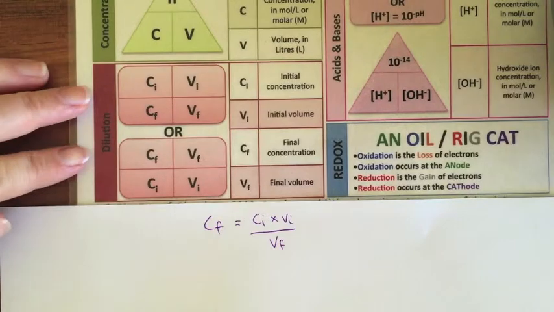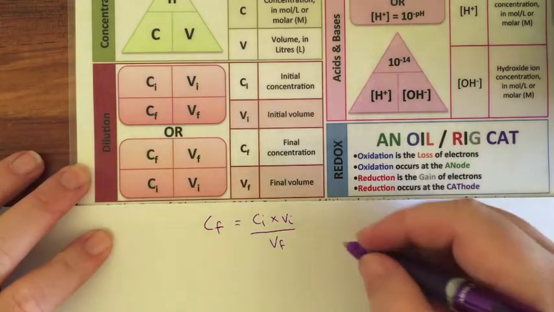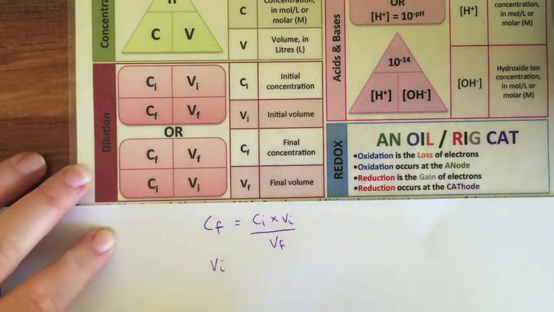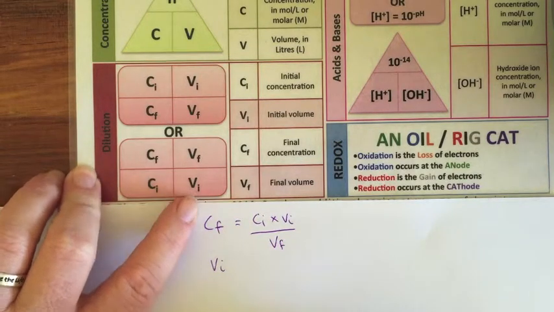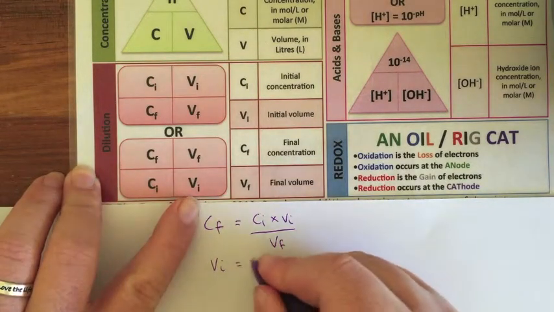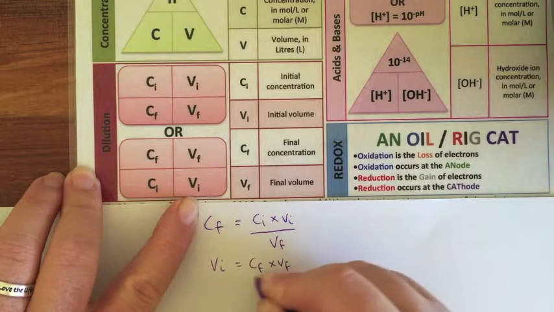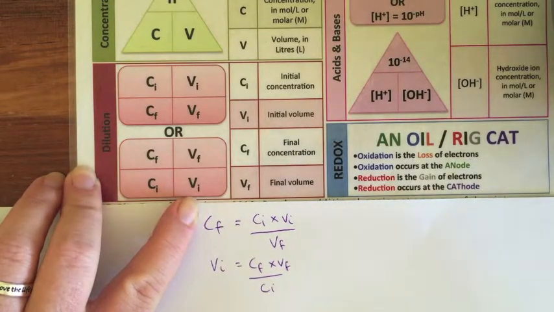If we wanted to find VI, VI is on the bottom on this one, so we'll use the bottom one: CF times VF divided by CI.